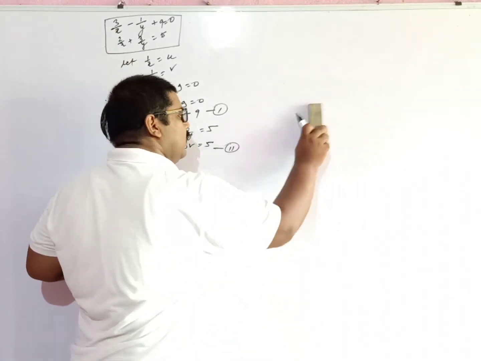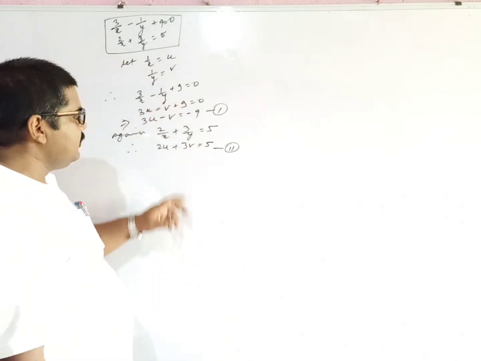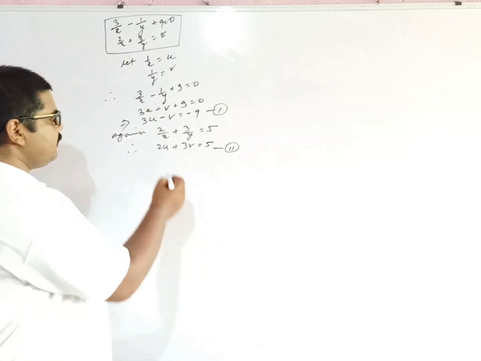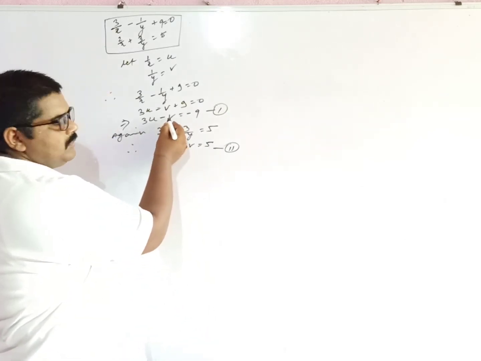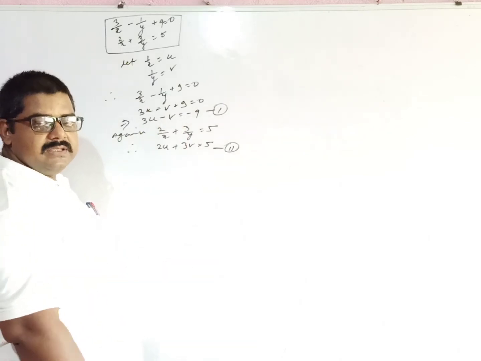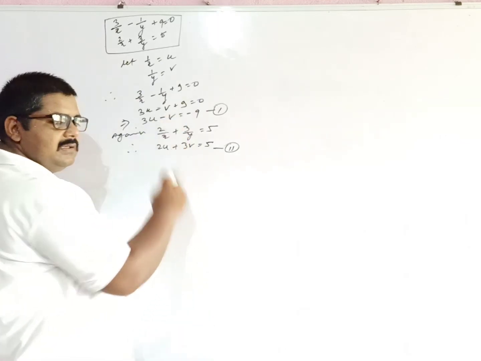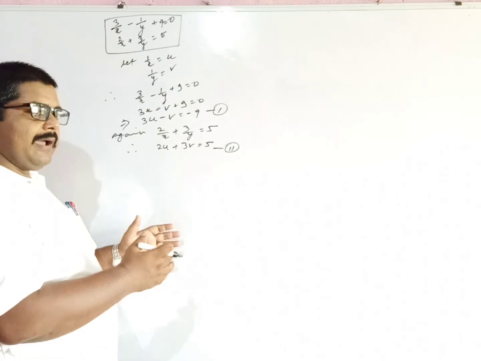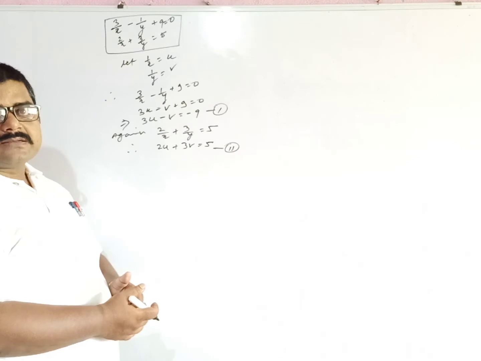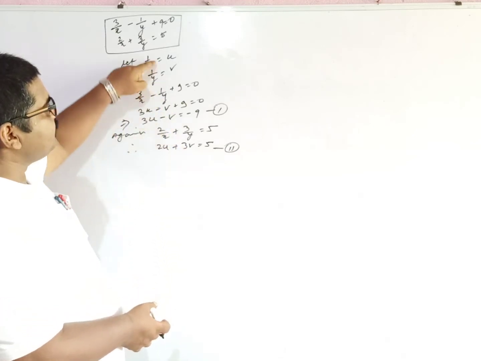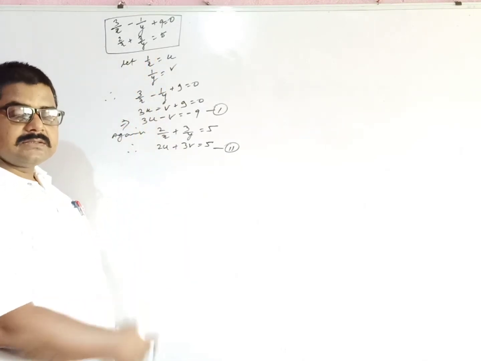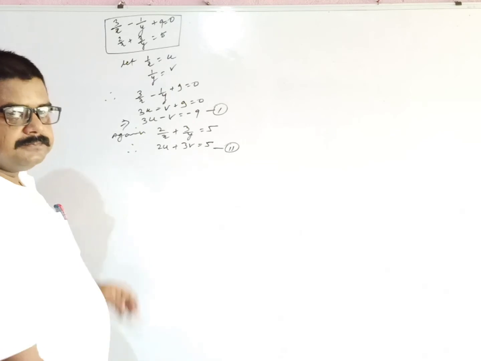Now you know very well that by the elimination method you have to make the coefficients equal, and for this purpose this is 3 and this one is 1. So you have to multiply the first equation by 3 to make the coefficients of v equal. At first you have to find the value of u and then v, and after getting the values of u and v, you put them back to get the value of x. So let's continue this topic.